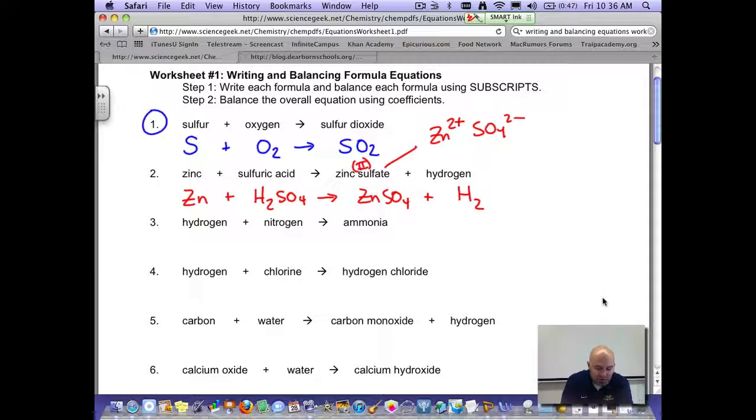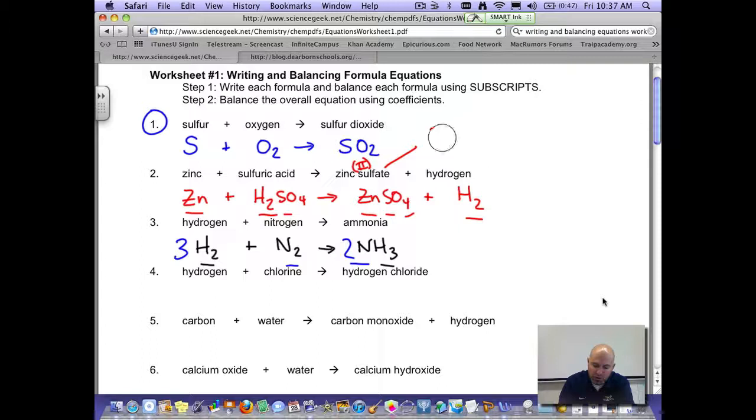So now let's balance. 1 zinc, 1 zinc. 2 hydrogens, 1 S, 1 S. There you go, so I'm balanced. How about this next one? Hydrogen and nitrogen to produce ammonia. Ammonia is NH3. Now we're going to have to do some balancing here. 2 hydrogens, 3 hydrogens. I'll grab a different color here and put a 3 in front of that and a 2 in front of there to make it 6, the least common multiple on both sides. Notice now I have 2 nitrogens, and I am balanced. So those are all pretty simple.